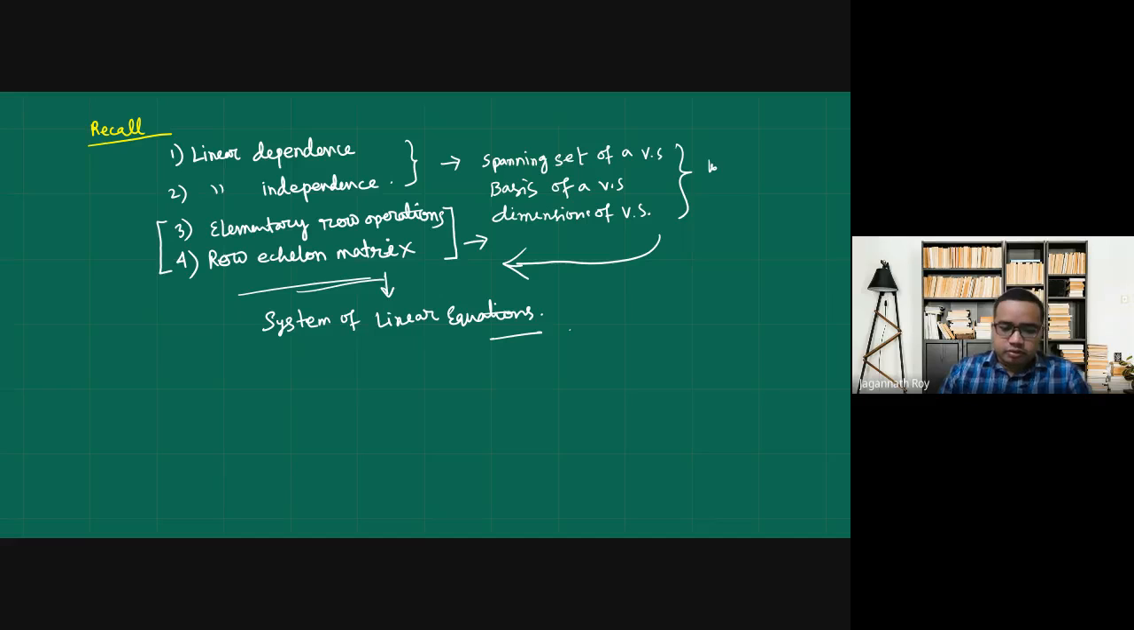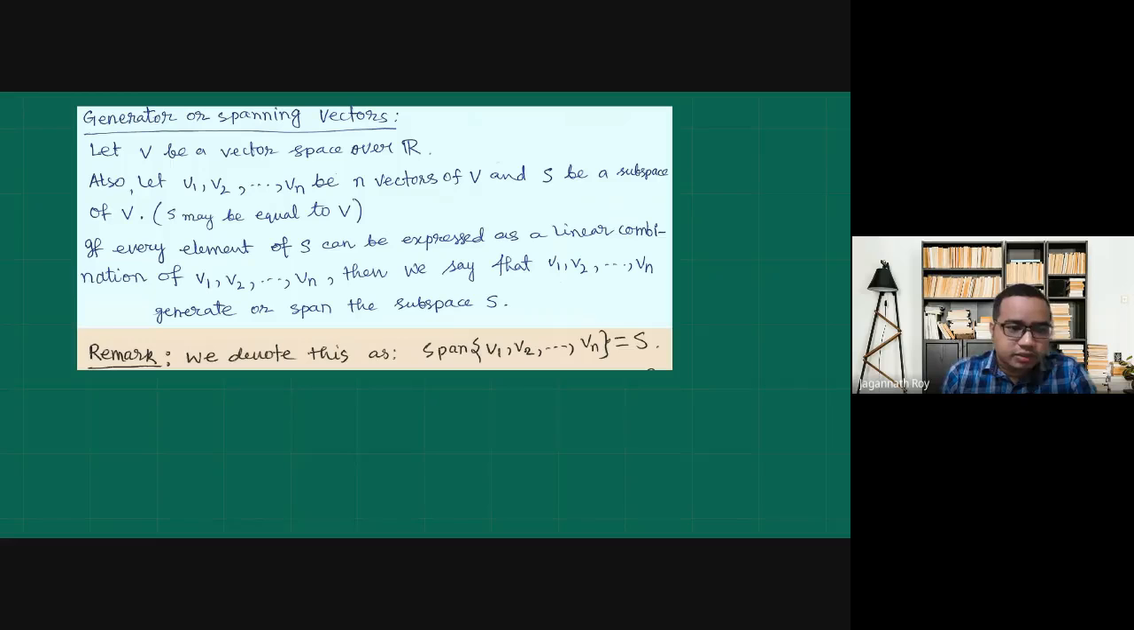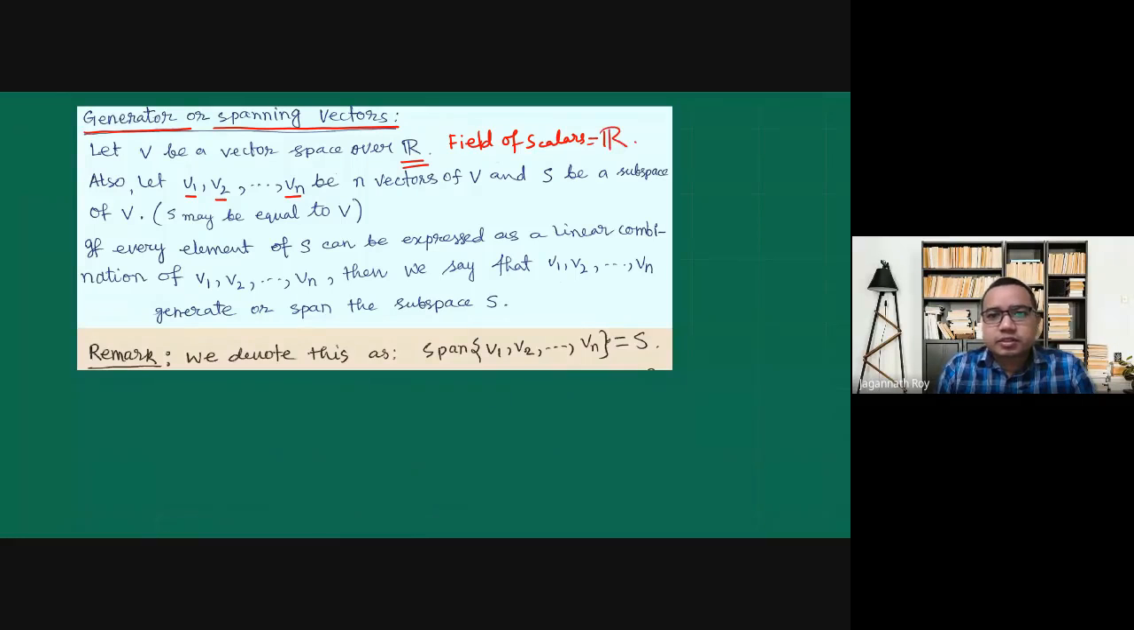Okay. So let us go to the first definition, that is a generator or spanning vectors. Now the definition is that if we have vectors v1, v2, ..., vn in the vector space V over the real field, the field of scalars is actually the real number set.